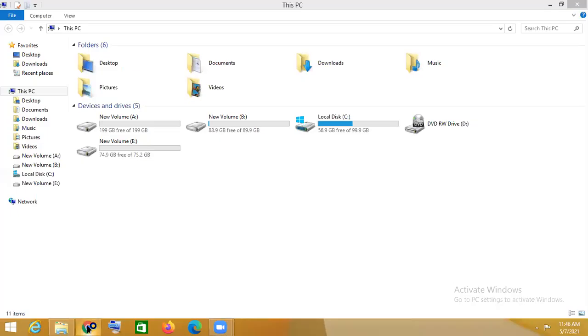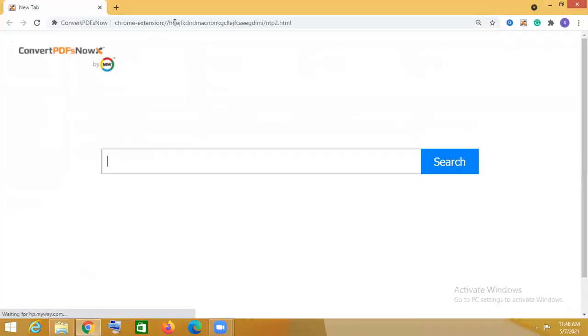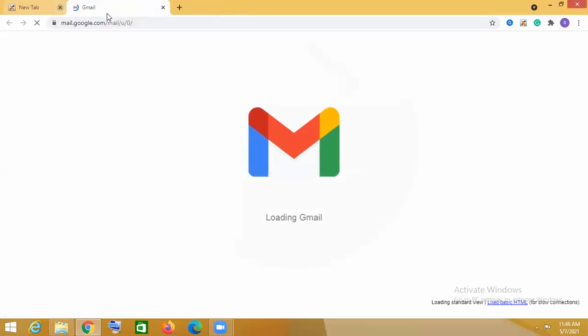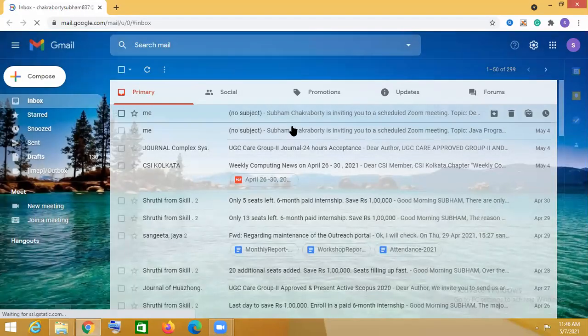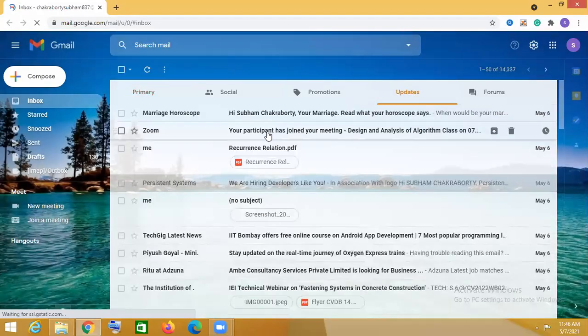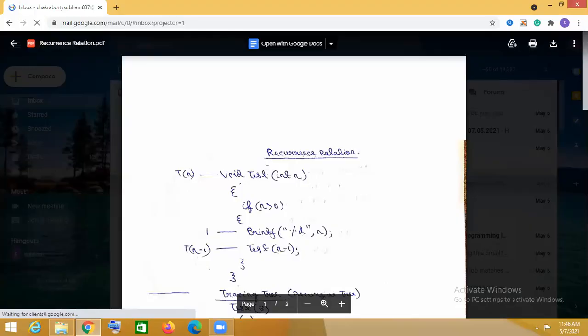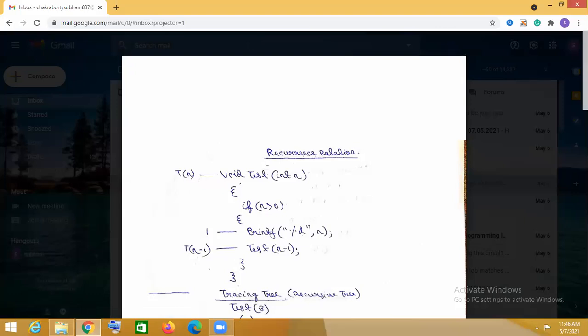I will share with you another topic. This topic is the recurrence relation. So today I will discuss another topic, which will be the recurrence relation. Now, first we will learn what a recurrence relation is.